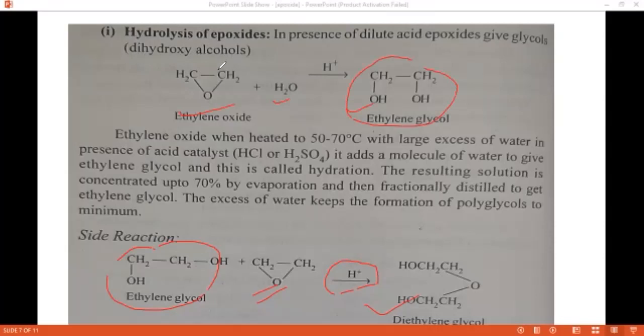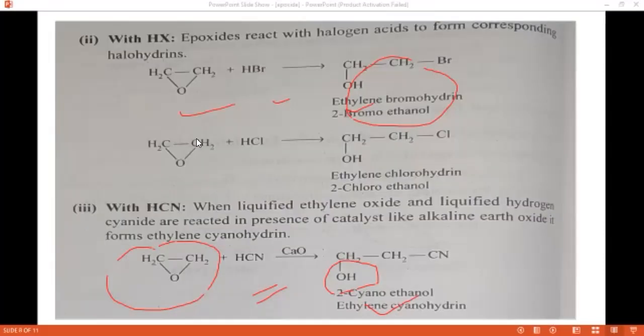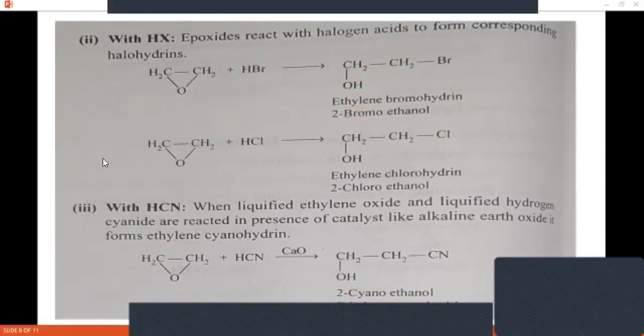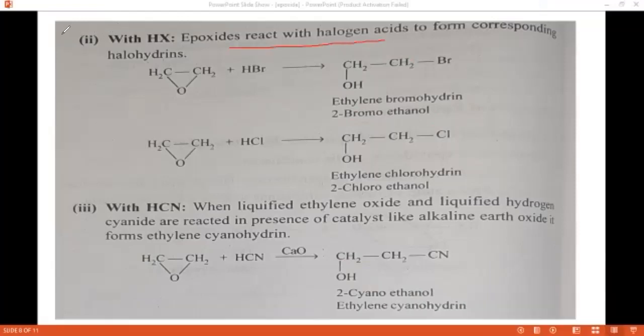Now, another reaction is that the epoxide reacts with HX. HX means a hydrohalogen acid, where X is a halogen. The epoxide reacts with the halogen acid, then halohydrin is formed. Halohydrins: halo means halogen and hydrin means OH, like OH, Cl or OH, Br.